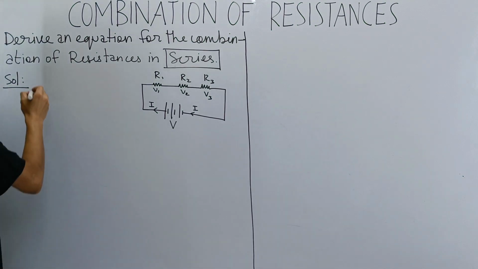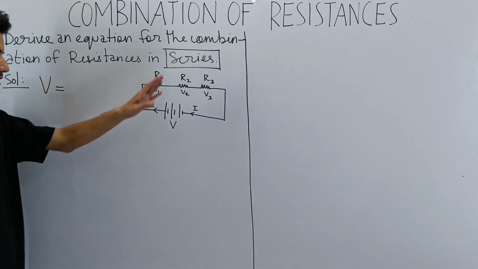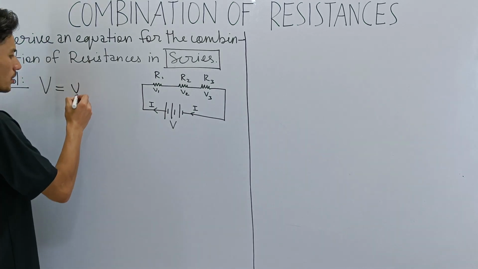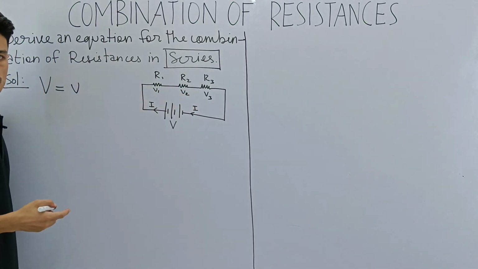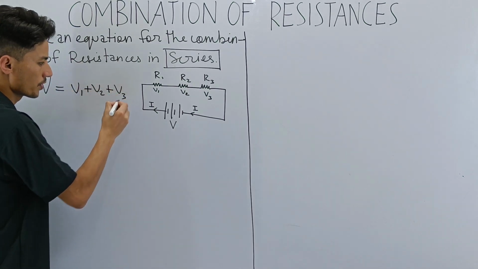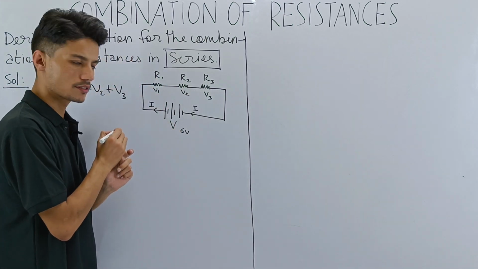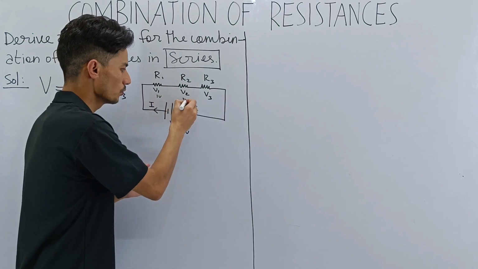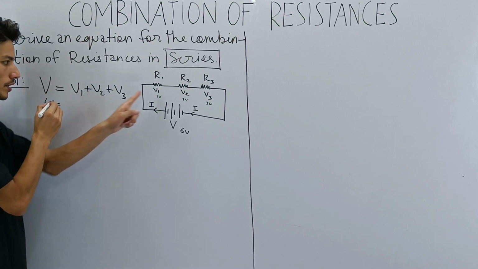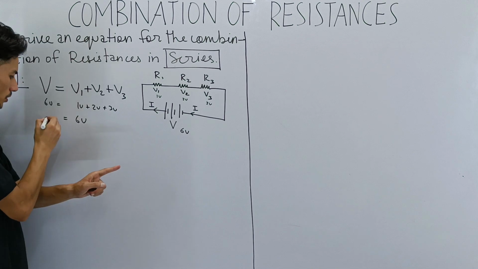So here V gets divided. V for the entire system gets divided into V1, V2, V3. So the sum of V1, V2 and V3 will give me the final V. Yes, V equals V1 plus V2 plus V3. If you remember earlier, before I erased the figure, I wrote here 6 volt, and I wrote 1 volt, 2 volt and 3 volt. So 1V plus 2V plus 3V will give me 6 volt.